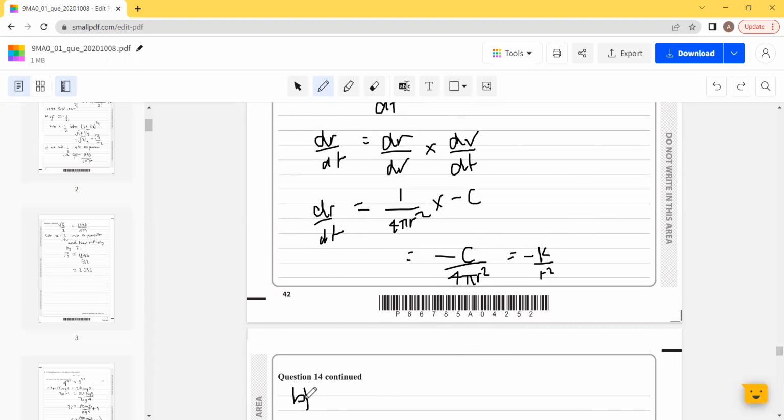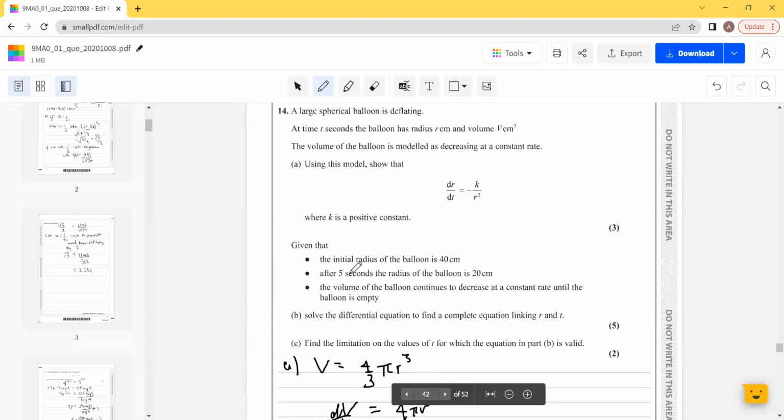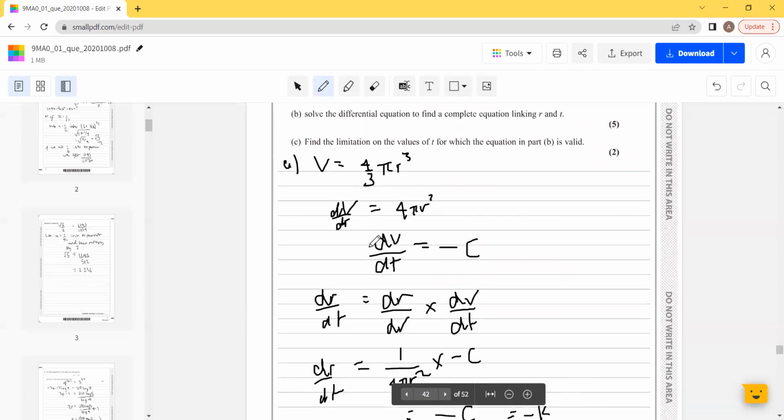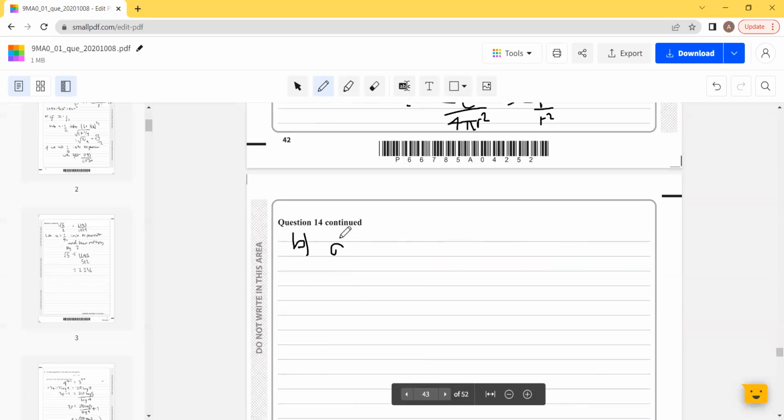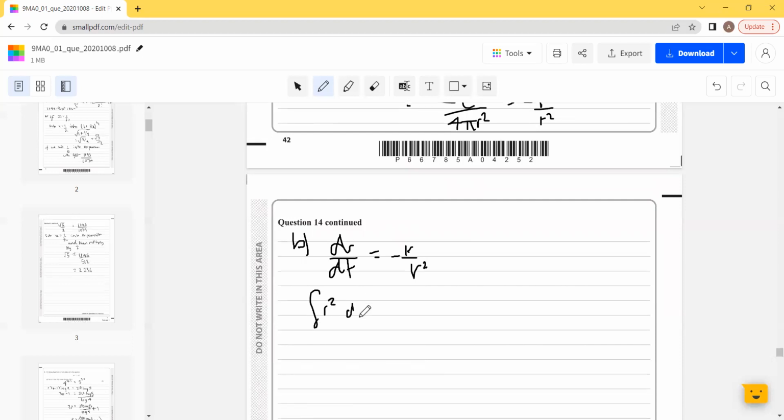Part B. Given that the initial radius of the balloon is 40 centimeters, after 5 seconds the radius of the balloon is 20 centimeters, and the volume of the balloon continues to decrease at a constant rate until the balloon is empty. Solve the differential equation to find a complete equation linking r and t. Okay, so what I'm going to do now is say that dr by dt is equal to minus k over r squared. So the integral of r squared dr is minus the integral of k dt.